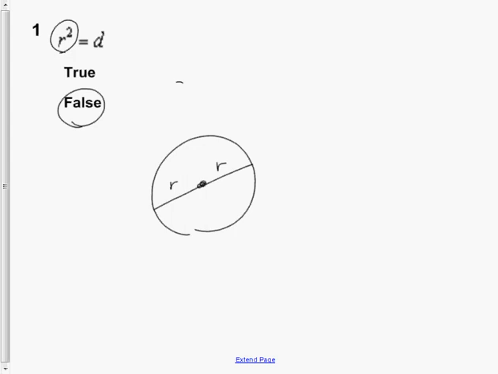Okay, here we go. Your first question is a true-false and says r squared is the same thing as your diameter. And this is false, and here's why. If you look at a circle, that's the radius. So the diameter is really 2 radiuses, and 2 radiuses is not the same thing as r squared. Because, for example, if the radius was 5 meters, then this would be 2 times 5, which would make the diameter 10 meters. But if I took that same 5 and I squared it, I don't get a diameter. I get a completely different number. I would get 25 in that case.